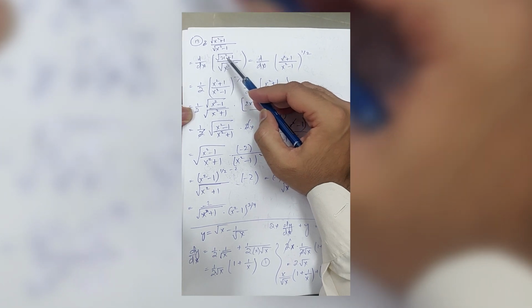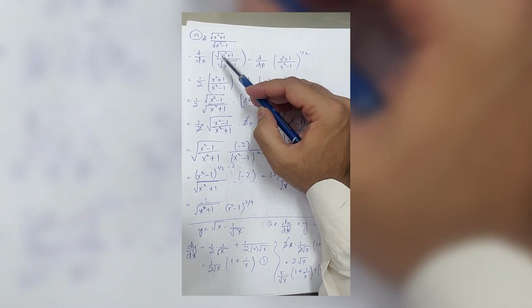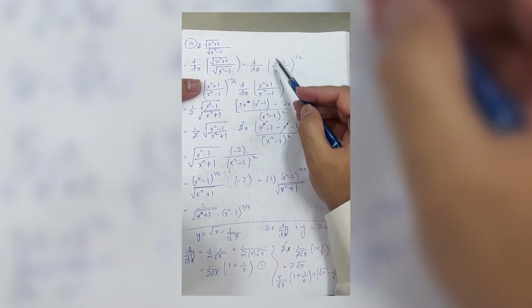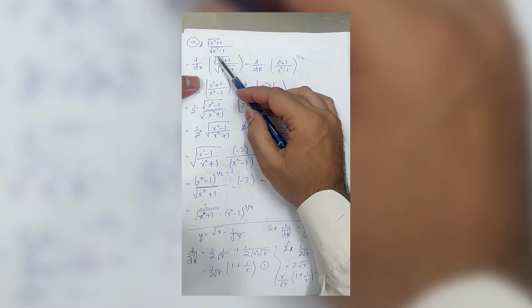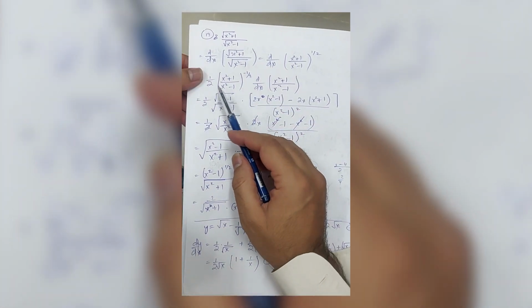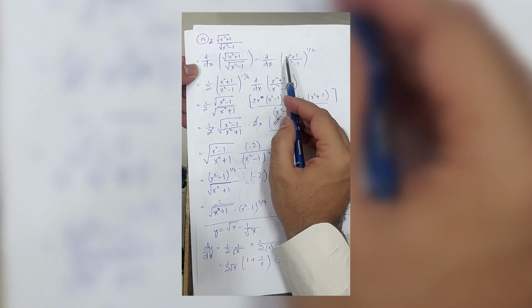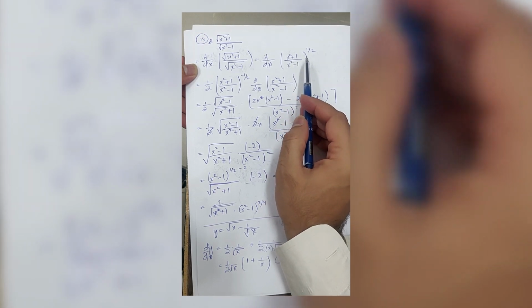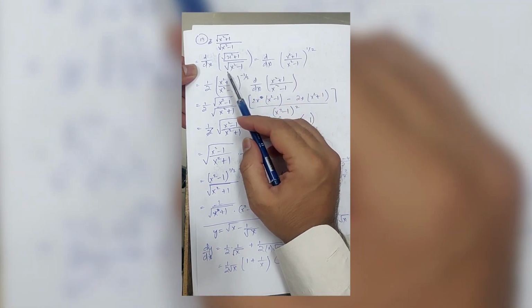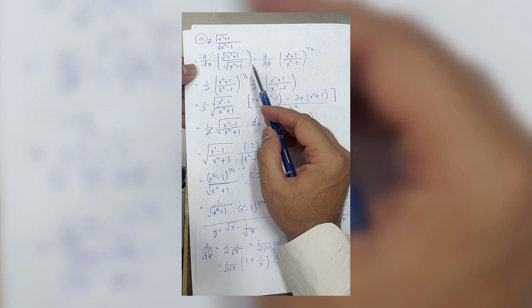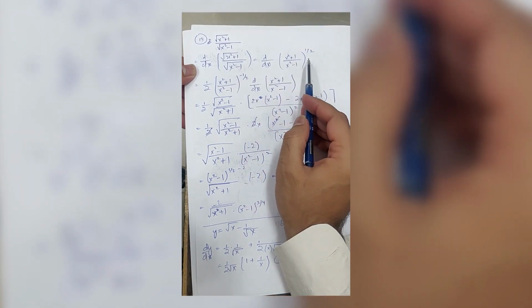It's very simple. First, what I've done here is I've taken this power outside, so I can easily use the power rule. So that's exactly what I do here: d over dx of (x squared plus 1 over x squared minus 1) raised to the power 1 by 2. So by using the power formula, it's very simple.